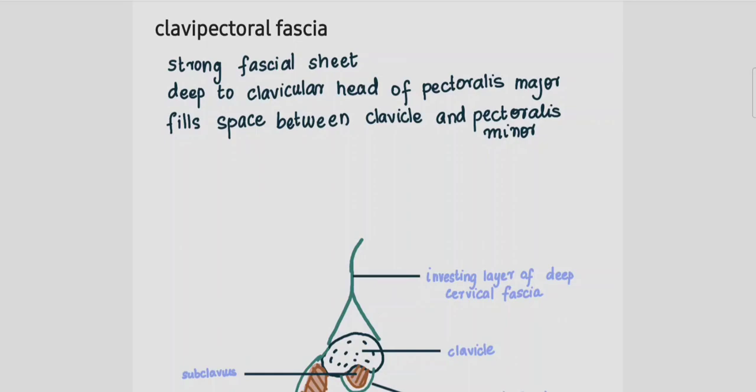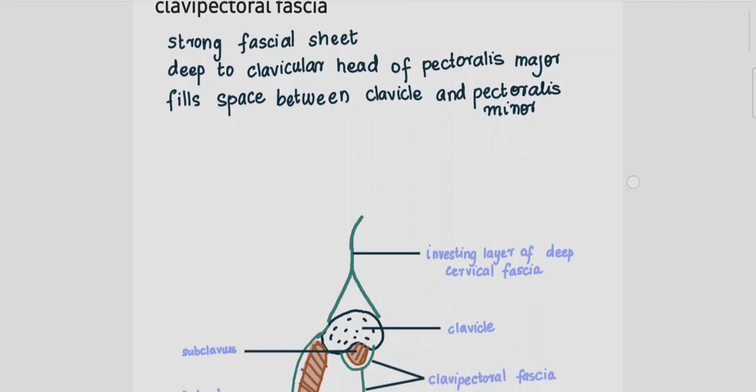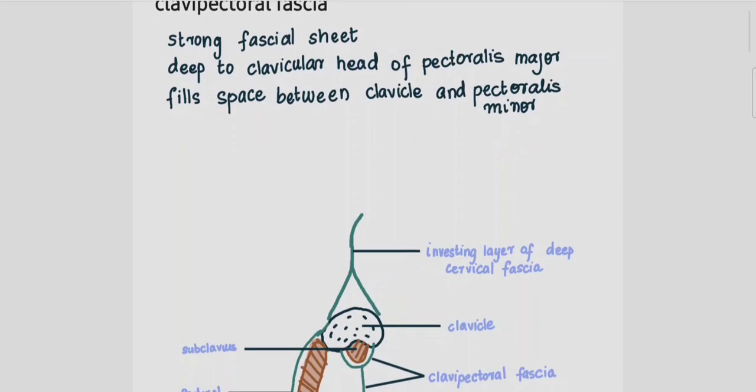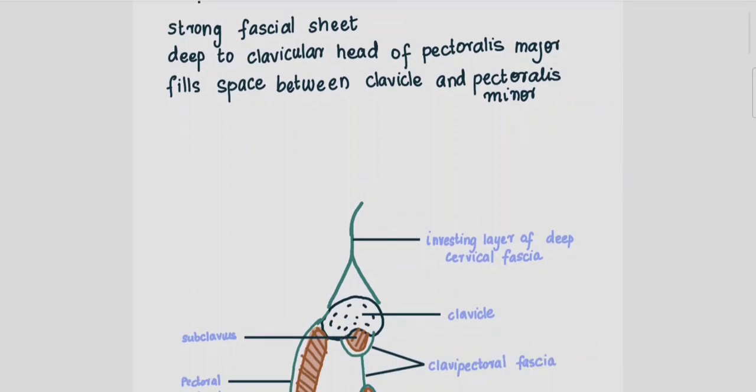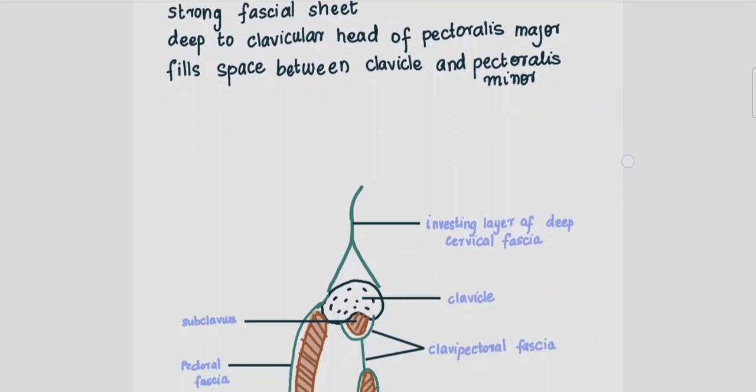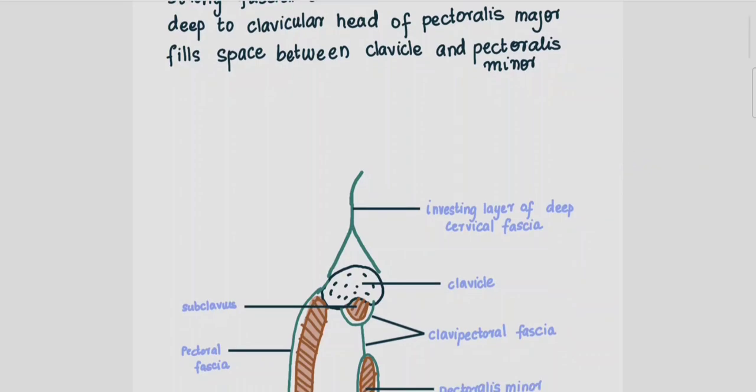So what is a fascia? A fascia is a connective tissue that surrounds muscles, vessels, and nerves. So today we are going to discuss the clavipectoral fascia. The clavipectoral fascia is a strong fascial sheet deep to the clavicular head of pectoralis major muscle, and it fills the space between the clavicle and pectoralis minor muscle.